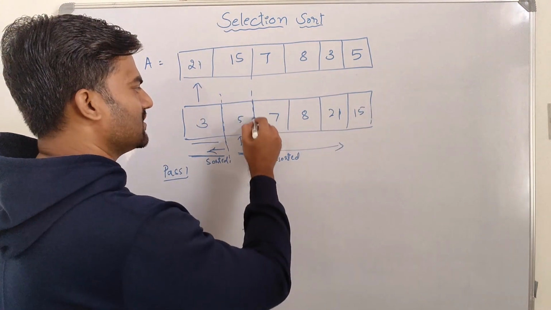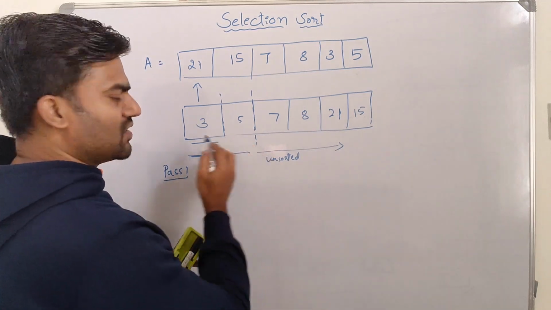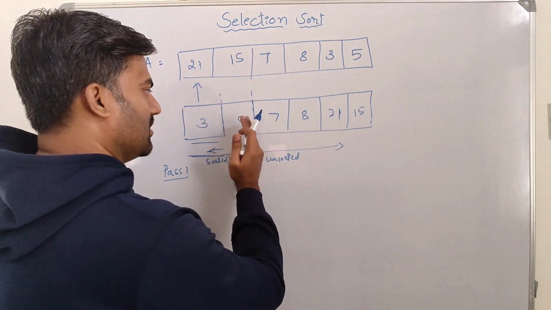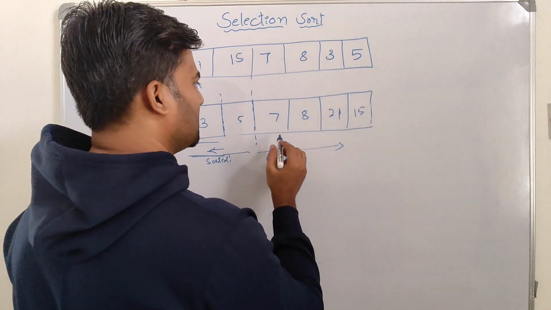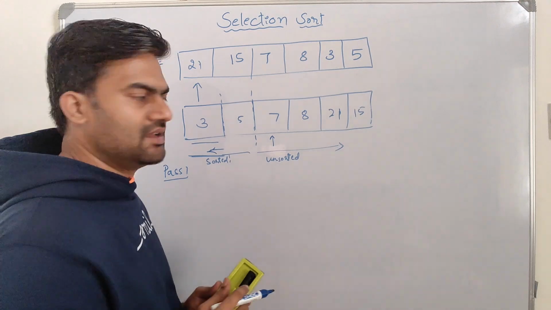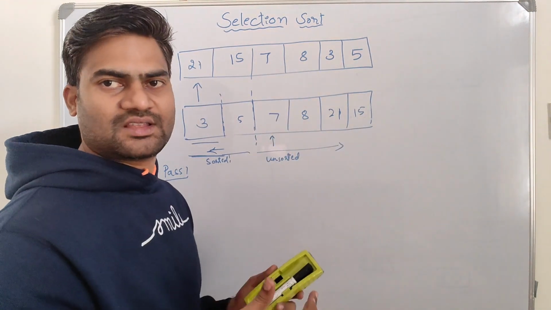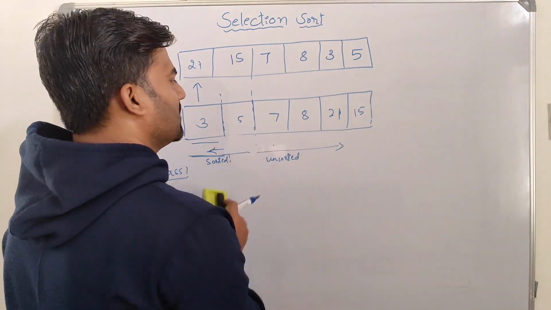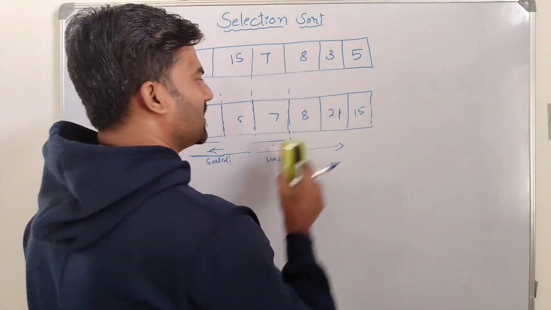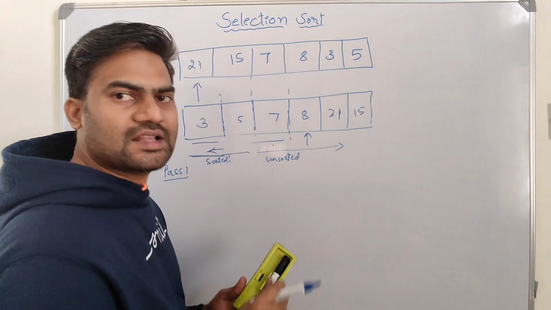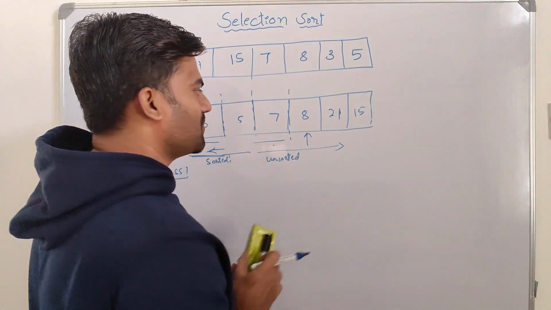Now at the second pass, this much is sorted. Towards the left it is sorted, towards the right it is unsorted. Now I will keep the pointer here and search for the minimum number. This is already the minimum number, so there is nothing to swap. Then this block is sorted, this is unsorted. Again I will keep the pointer here and search for the minimum number. This is already the minimum number, so there is no need to swap.